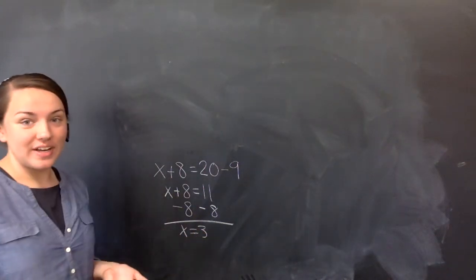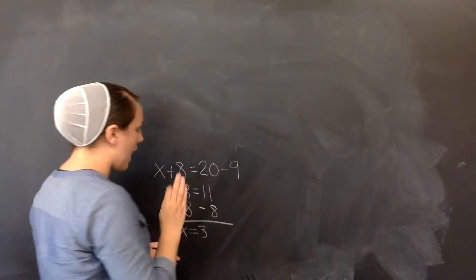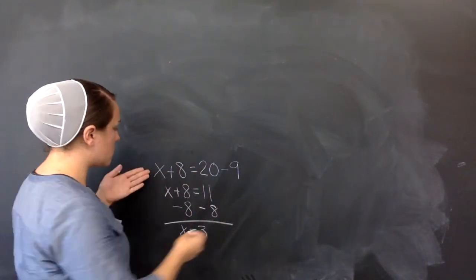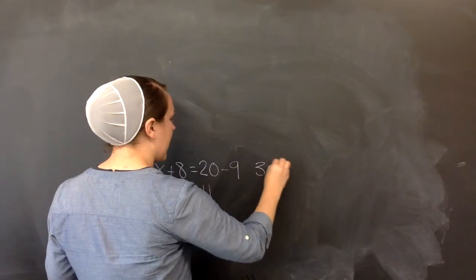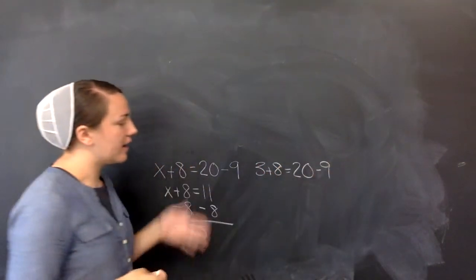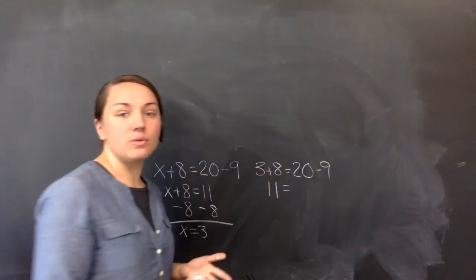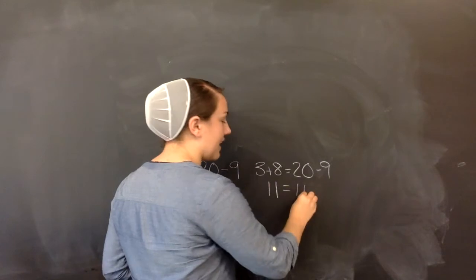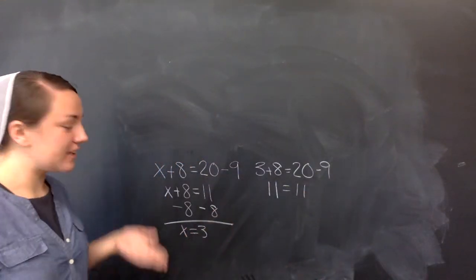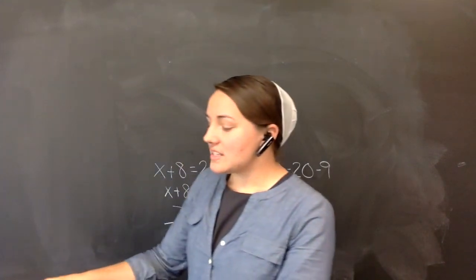So x equals 3. And now to check if this is correct, we recopy the equation. And we put 3 in place of x. So we have 3 plus 8 equals 20 minus 9. Okay? 3 plus 8 equals 11. 20 minus 9 equals 11 as well. 11 equals 11. So that means it came out correctly. X does equal 3. Work your lesson carefully.